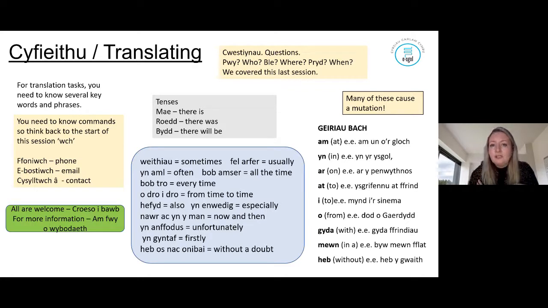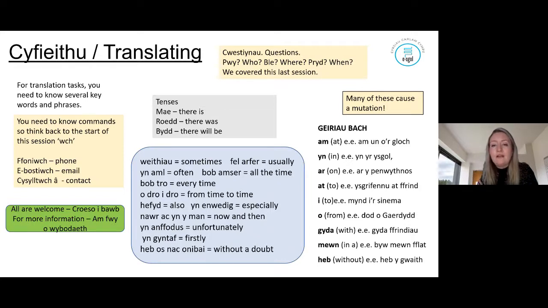Okay. If you want to say there is, present tense, you use the word mae. So there is mae. If you want to say there was, past tense, or imperfect tense, you say roedd. So be careful if they ask you, or there was a party, or there is a party, they'll expect different words. And there will be bydd, okay? So mae is present tense, roedd, past tense, bydd, future tense.